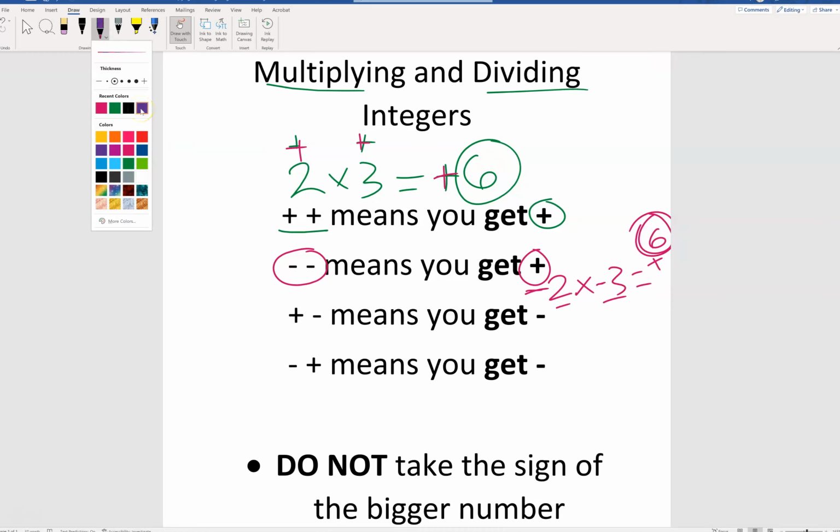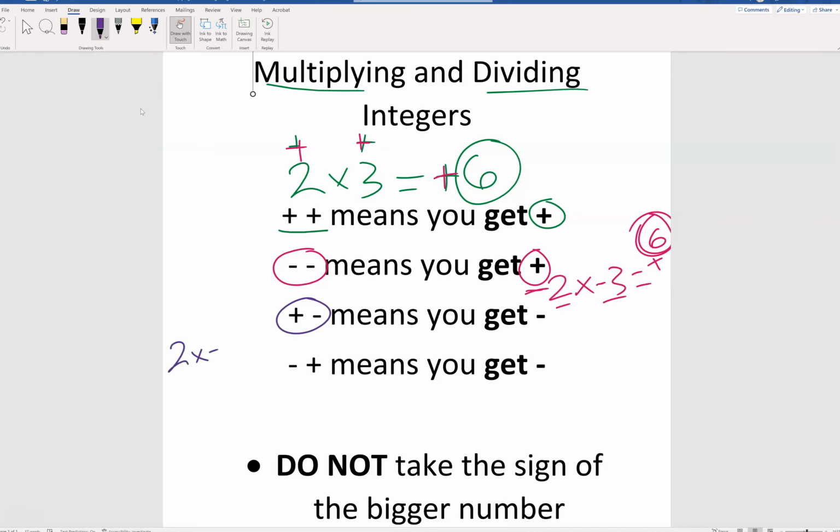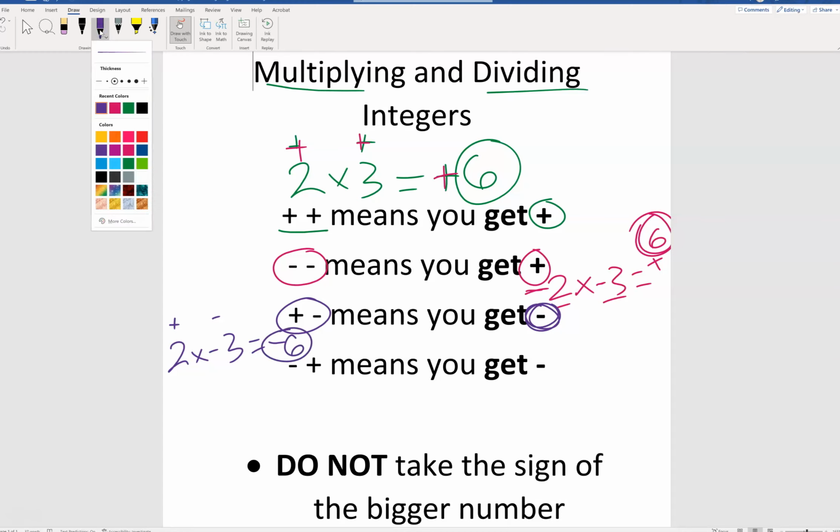All right, let's go on to the next example. What about if you have a positive and a negative? What if we had 2 times negative 3? Well, this one is positive, this one is negative, and according to my rules, that means my answer is going to be negative. So I put a little negative sign, and now I multiply like normal. 2 times 3 is 6. So I ended up with a negative 6. Pretty simple stuff.